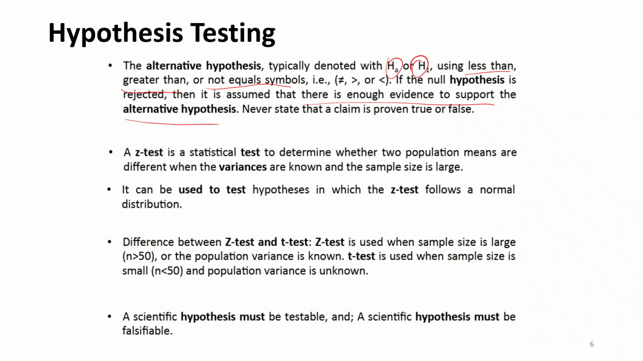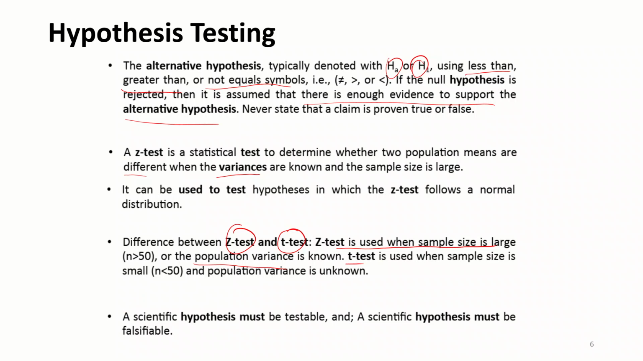A z-test is a statistical test to determine whether two population means are different when the variances are known and the sample size is large. It can be used to test hypotheses in which the z-test follows a normal distribution. Difference between z-test and t-test: z-test is used when the sample size is large or the population variance is known, and t-test is used when the sample size is small.